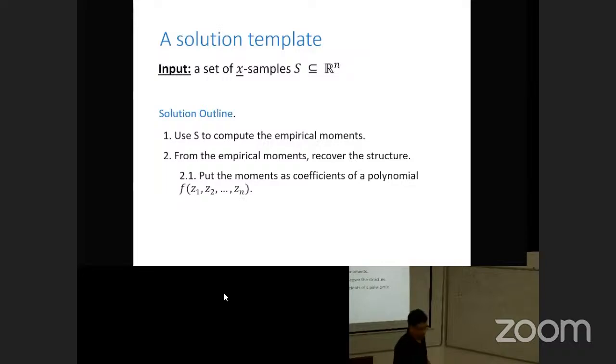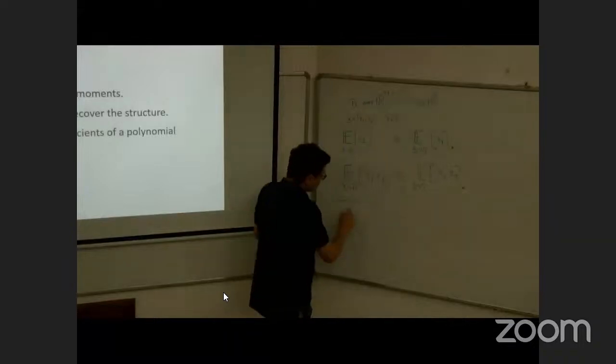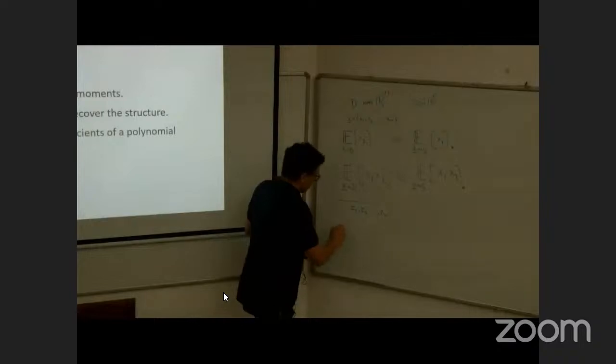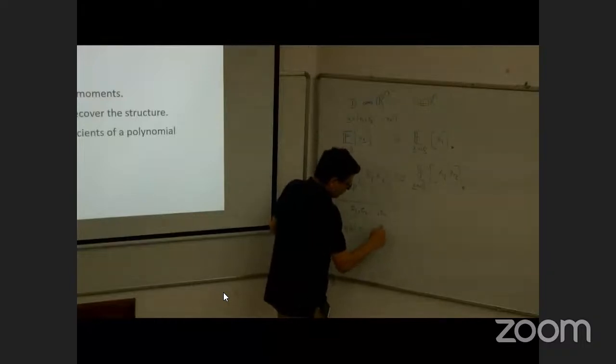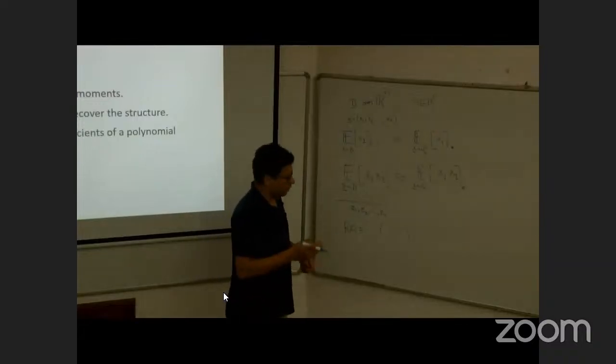But here's where we depart from that. So here's our idea. We take these moments and put them as the coefficients of a formal polynomial. So here is what I would do. Now I will introduce n formal variables. And I form a polynomial of these formal variables like this. In order to define the polynomial, I have to tell you what the coefficient of each monomial is. So it will be a polynomial of, let's say, degree d. Let me just go up to degree 2, for example.